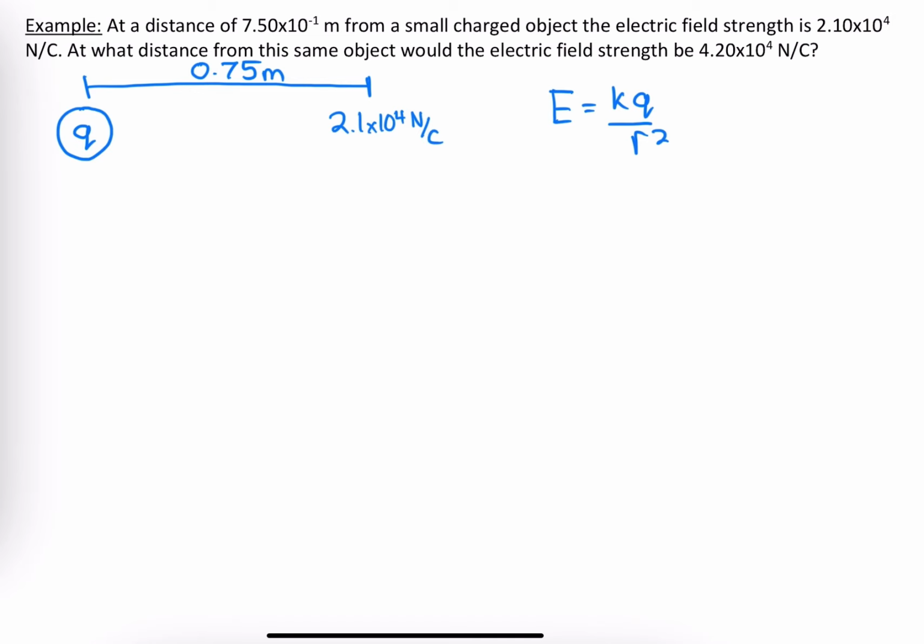And we want to know, how far do I have to go from this object to get to a place where the electric field strength, instead of this, would be this? Well, that second number, 4.2, you'll notice is twice as big as the first number, 2.1. So if I want to get to a place where the field strength is bigger, I'm going to have to go closer to this charge. Question is, how much closer?